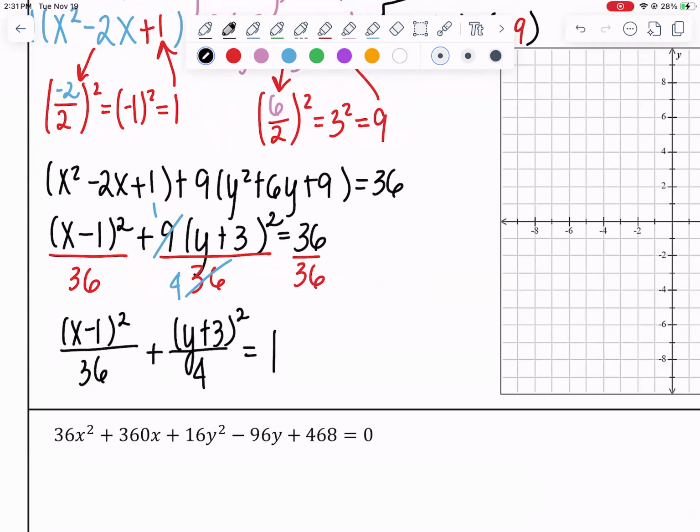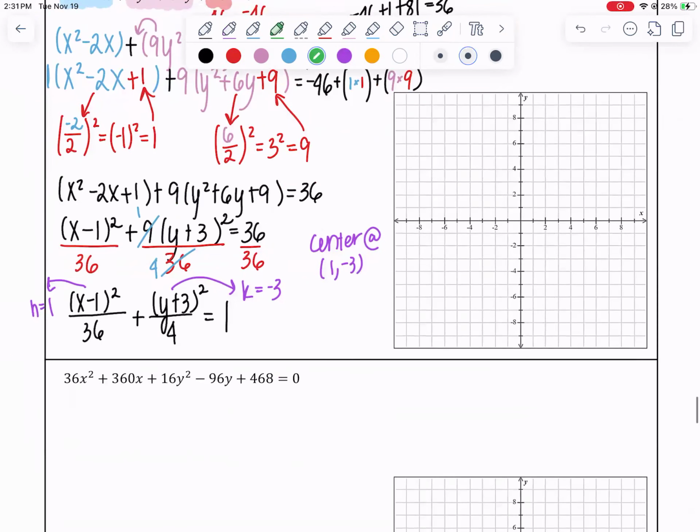Oof, right? The center. So our h value of the center is not 3, it's 1. Our y value for the center, k, is negative 3. So the center is at the point 1, negative 3. Over 1, down 3.